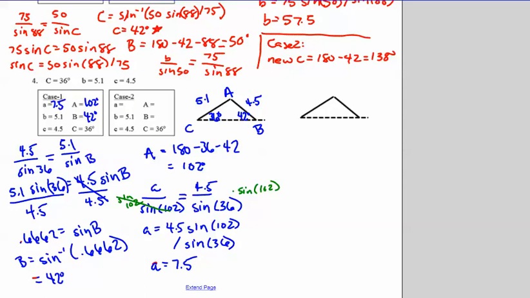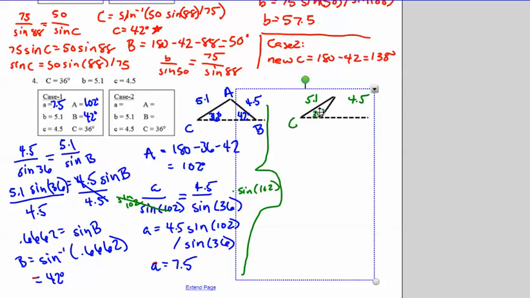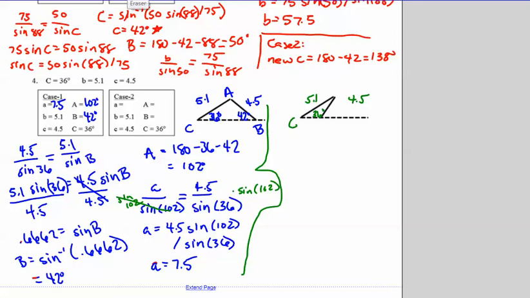All right, let's switch colors for case 2. So in case 2, I still have an angle C of 36 degrees, and I still have a side C of 4.5. I still have a side B of 5.1. But what's going to happen is we're going to see if this side can swing backwards to make another triangle over here. And it looks like maybe it can. So it would be a situation something like this. That 36 degrees though, that one looks a little bit out of place. The 36 degrees is angle C, so let's rewrite that.